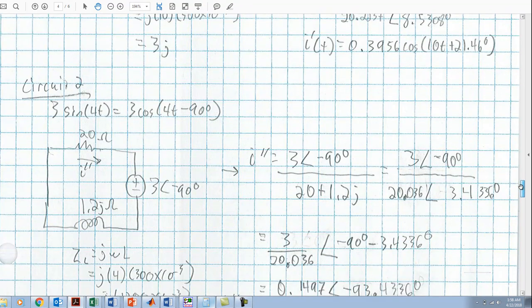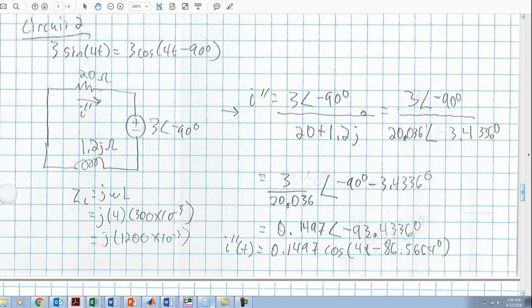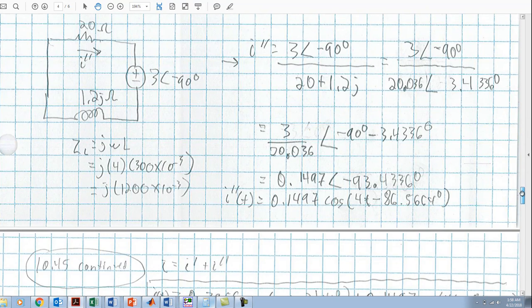Now, we analyze a second circuit, and here we've already converted this voltage source into a phasor. In this case, we convert our impedance for the inductor into j omega L. Omega here is 4. L is still 300 millihenries. So this works out to j times 1200 times 10 to the negative 3, or 1.2j ohms.